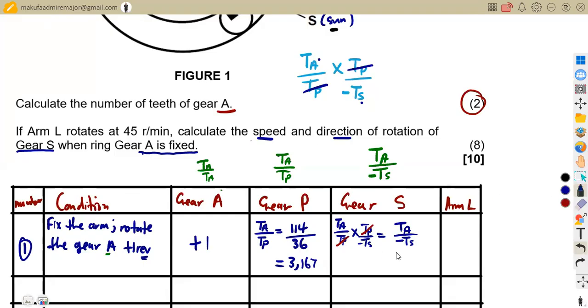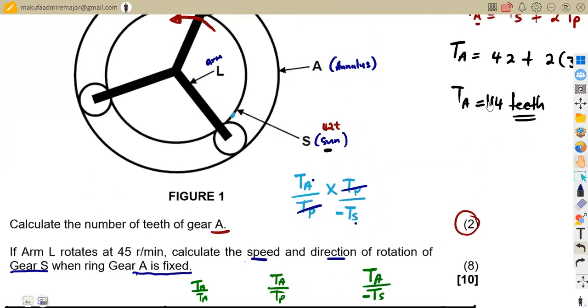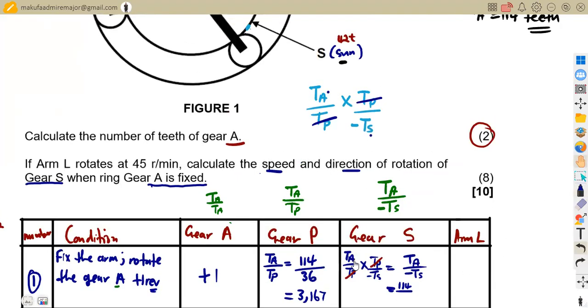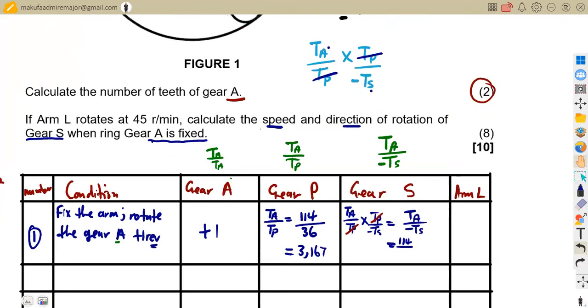All right. So anyways, let us substitute our values. What is our TA in this case? TA, remember, it's 114. So it's going to be 114 over minus TS. Our TS is 42. So the sun there is having a 42, so that's negative 42. If we simplify, we are going to obtain a negative 2,714. All right, negative 2,714.